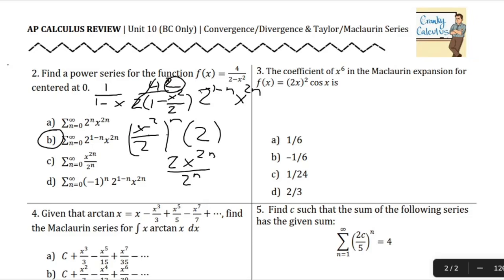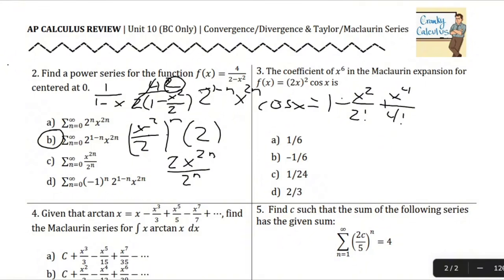So the next one, the coefficient of x to the 6th in the Maclaurin expansion for f of x is equal to 2x whole squared times cos x is, and in order to do this, we need the Maclaurin expansion of cos x first. So we have cos x is equal to, and if you remember, the cos x expansion is 1 minus x squared over 2 factorial plus x to the 4th over 4 factorial. And I'm pretty sure we don't even need to keep going because you'll see why.